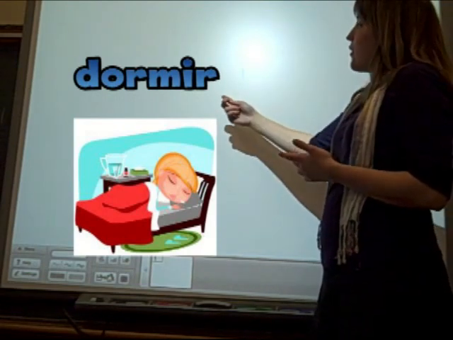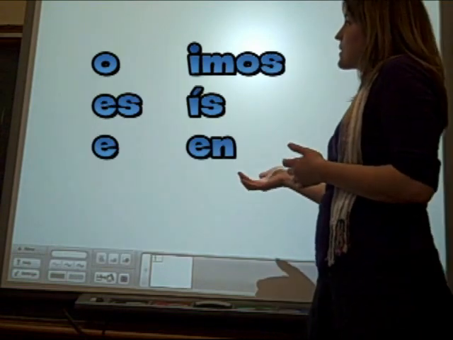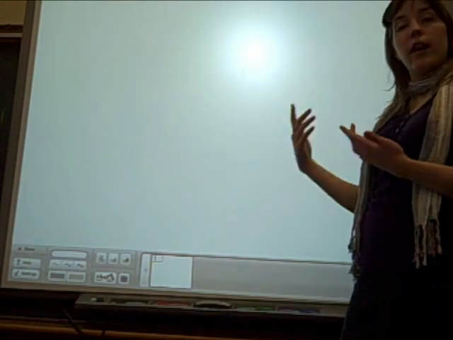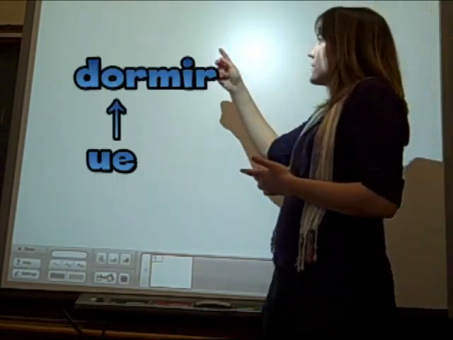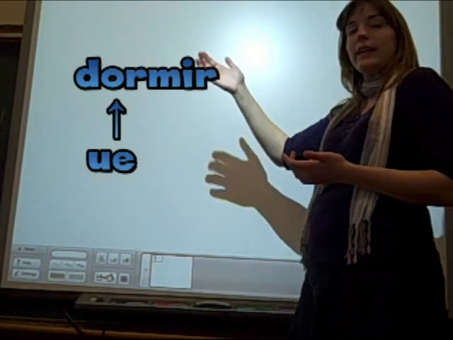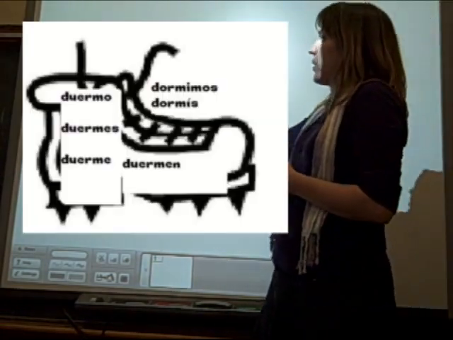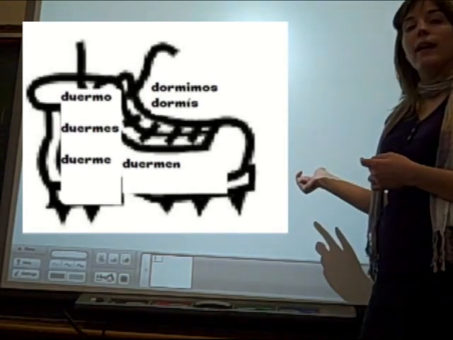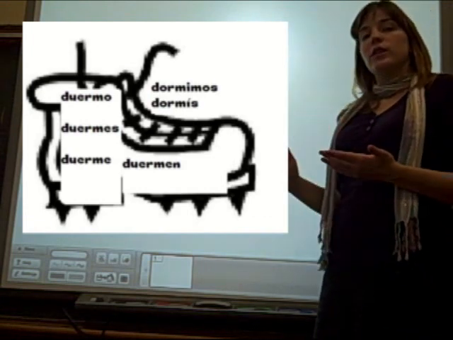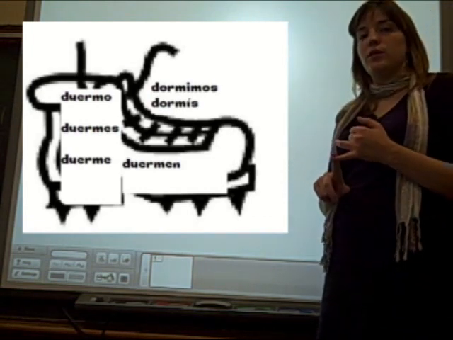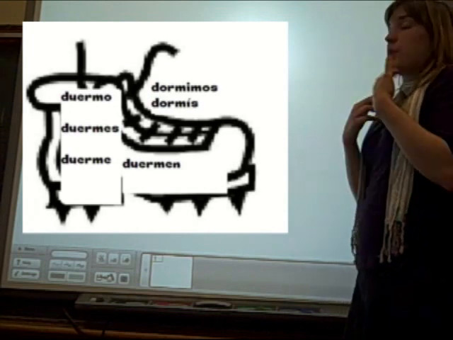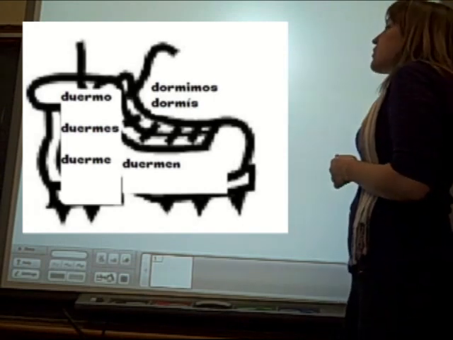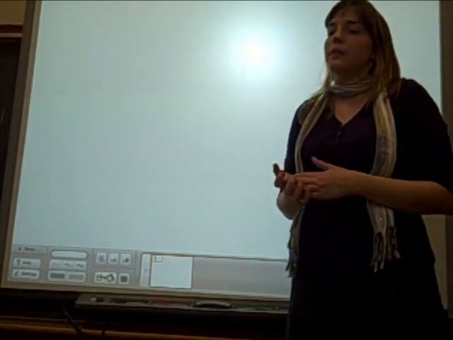Dormir is an IR verb, so we'll use the IR verb endings. O, es, imos, is, and en, right? But the O in the stem is going to change to UE in the boot. So we end up with duermo, duermes, duerme, and duermen. But just like before, the stem change only occurs in those 4 forms, not in the nosotros or vosotros. So, to say we sleep in Spanish, you will have dormimos without the UE. And the vosotros form will be dormís, again, without the UE.